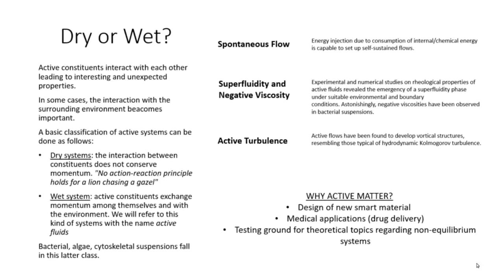resembling those typical of hydrodynamic Kolmogorov turbulence, which is basically the one that you have in the smoke of a cigarette. You know that those vortical patterns are an example of classic turbulence, but they have actually been found in bacterial suspensions. This was quite surprising.